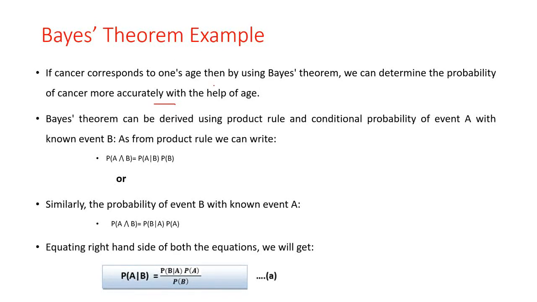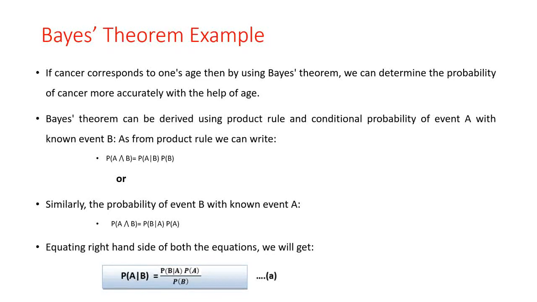So here we can use the Bayes theorem, and it can be derived using the product rule and the conditional probability of event A with the known event B. Okay, so from the product rule, we can write the probability of A and B is equal to the probability of A given B into the probability of B. Or simply we can write it for the probability of event B with the known event A. So the probability of A and B is equal to the probability of B given A into the probability of A.